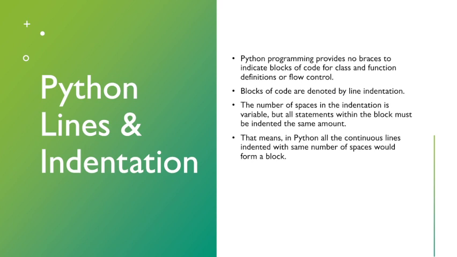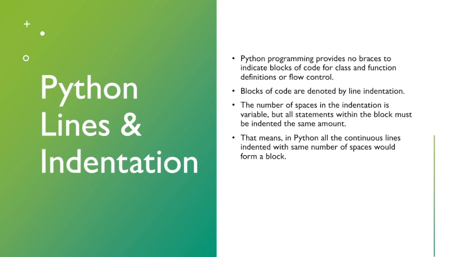These are the rules that apply while writing code. In Python we don't have braces to define a code block; a code block is defined by indentation. The number of spaces in the indentation is variable. Any number of spaces can be used, but all the statements within the block must be indented with the same amount. The number of spaces must be the same. We will see that in a minute.